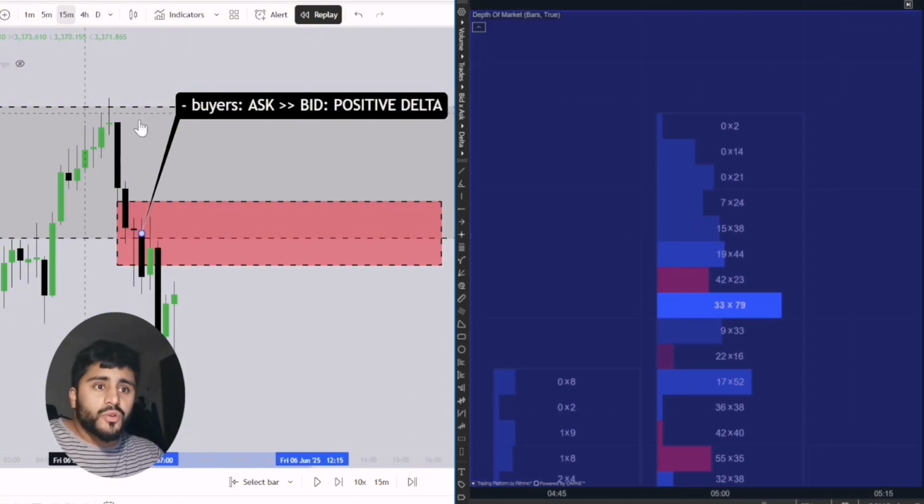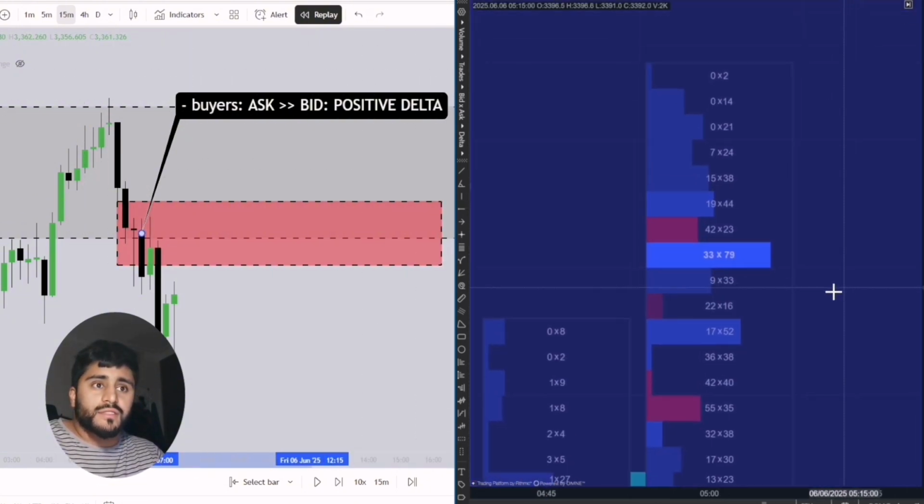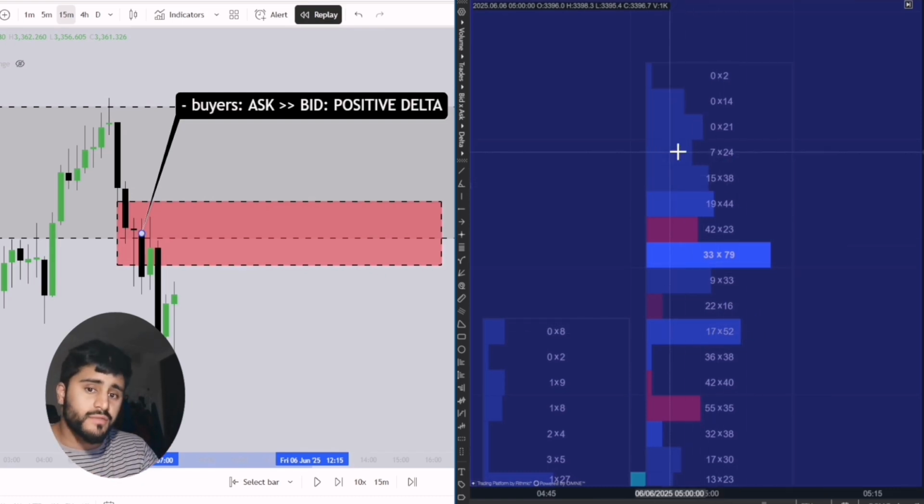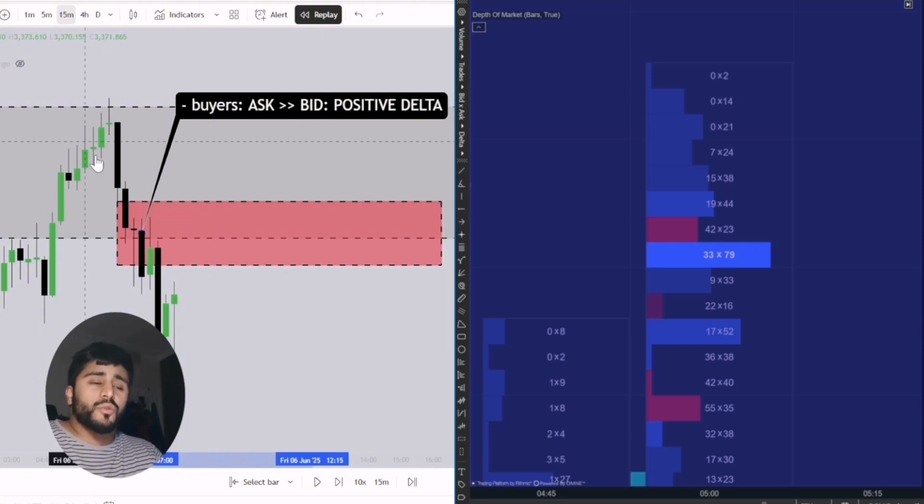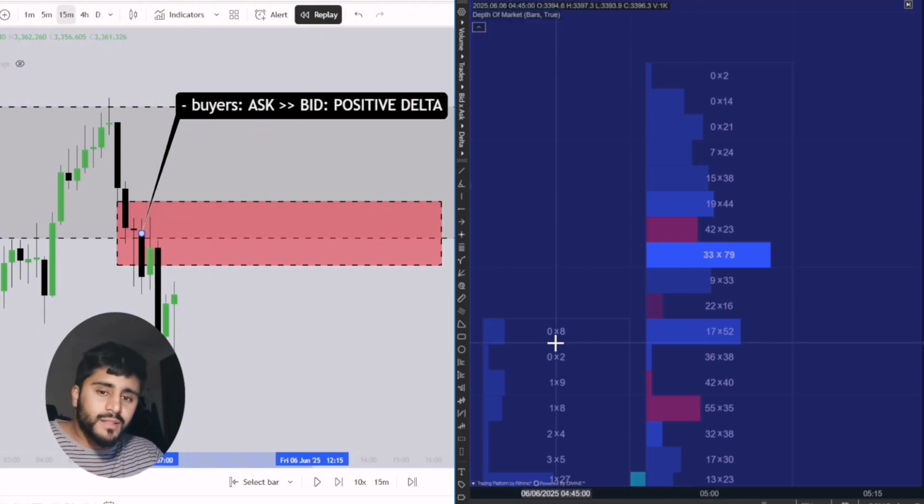What does this mean in relation to that top candle? We see delta after delta, positive deltas, but the market was unable to sustain and break above the level. So what does that tell you about the level? That simply tells you that aggressive buyers have failed.